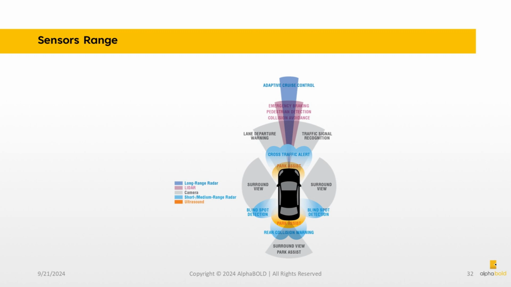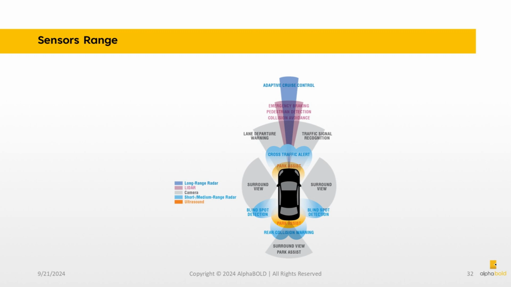ADAS features. Adaptive cruise control maintains a safe following distance from the vehicle ahead. Lane departure warning alerts the driver if they unintentionally drift out of their lane. Blind spot detection warns the driver of vehicles in their blind spot. Rear cross-traffic alert detects vehicles approaching from behind when reversing. Park assist helps the driver park the vehicle by providing guidance and control. Emergency braking automatically applies the brakes to avoid a collision.